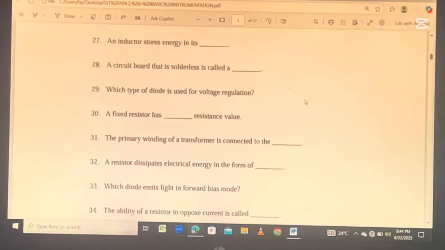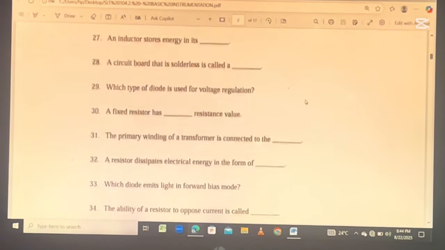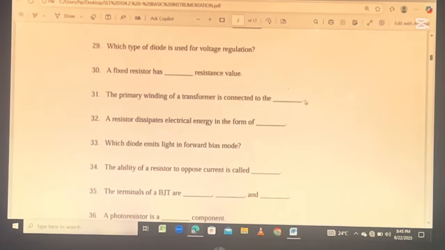All right, so then the next question here: the primary winding of a transformer is connected to dash. We've talked about winding before, remember. So what is it connected to? It's connected to a source. All right, it's connected to the source, or the source is also called the output.